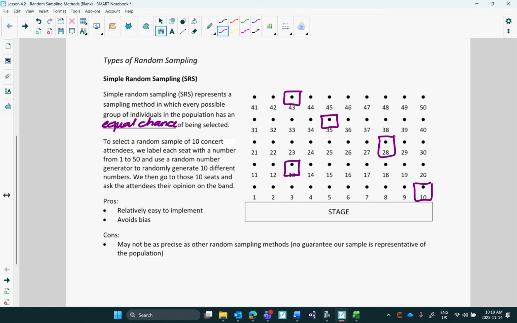You see here the pros and cons. Pretty easy to implement. And it does avoid bias because you're selecting randomly. However, it may not be as precise as other random sampling methods. Because there's no guarantee that it's going to be representative of the population. So that's pretty straightforward.